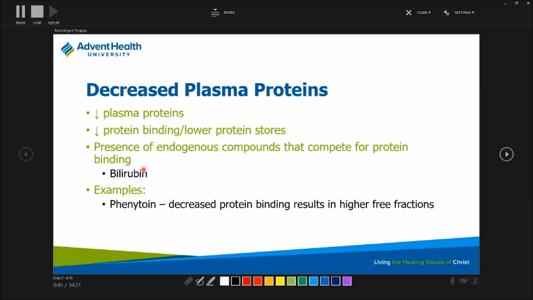Other things like phenytoin, right? Phenytoin, if you remember, is very highly protein bound. If you don't have enough proteins there in the blood, you have a higher free fraction. And that can lead to what? More therapeutic efficacy in some cases, or more toxicity if you don't take it into account. So I have to look at things like free levels potentially.